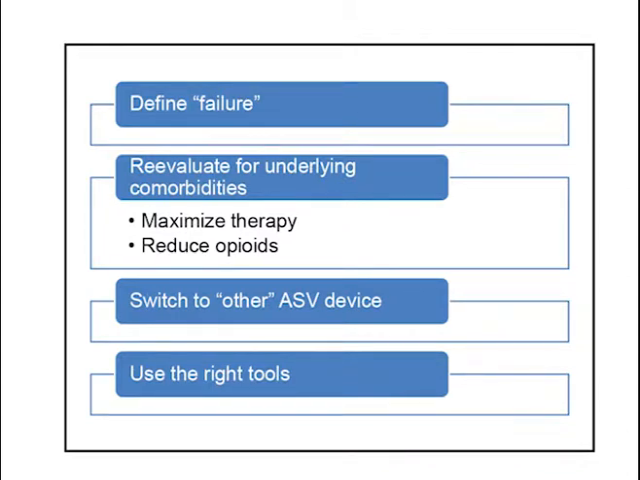Look for underlying morbidities you may need to correct, such as poor control of heart failure. You may need to reduce opioids, and that's the next talk, by the way. There's always this concern that should we switch to the other ASV device? It's hard to recommend that because, like I said, the patient has changed, okay? And changing from one device to another really doesn't make much sense.